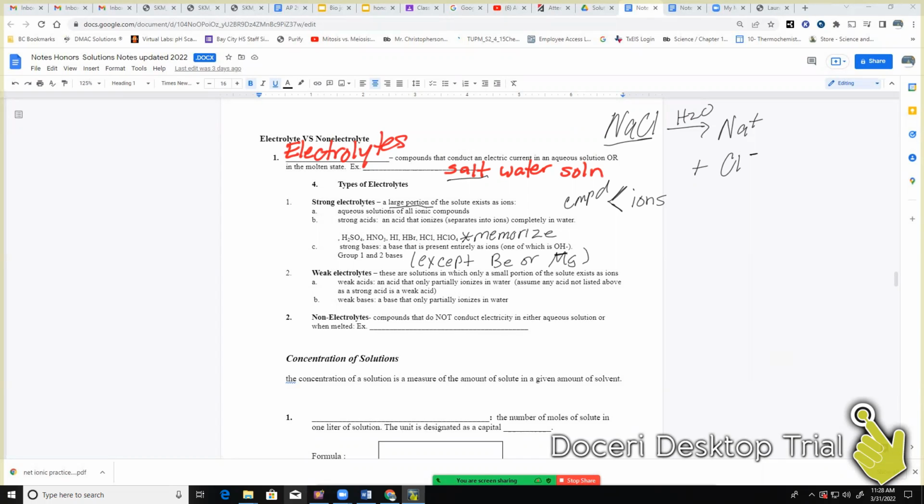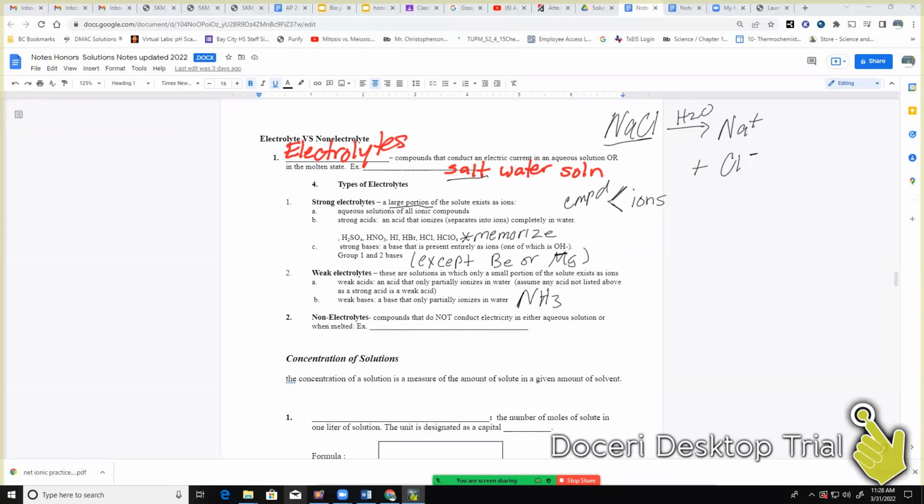Weak electrolyte means that the solution will still be able to conduct electricity, but just not as strongly because only a small portion of the solute exists as ions. So we see those with weak acids. So like I said, that would be any other acid besides what's listed. Also weak bases. And we mainly do the hydroxides, but ammonia is also a weak base that sometimes we come across.